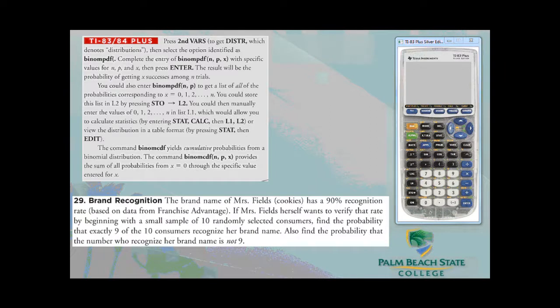All right, let's take a look at this. We have a fixed number of trials. We will have a sample of 10. So there we have n. N is the fixed number of trials. They say 90%. 90% is p, the probability of success, the probability that somebody recognizes Mrs. Fields' brand. And they want to know the probability that exactly 9, so this is going to be x. So I have everything I need: I have x, n, and p. Now I'm going to put all of this into my calculator.